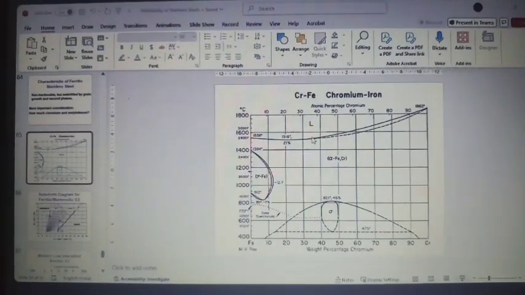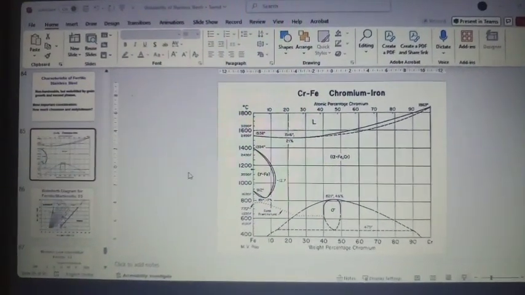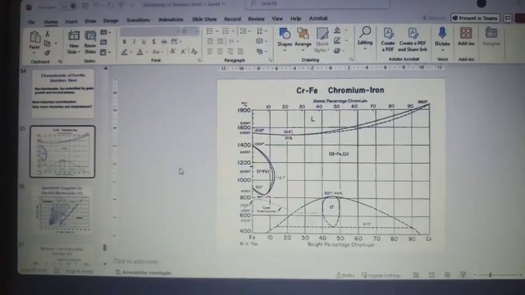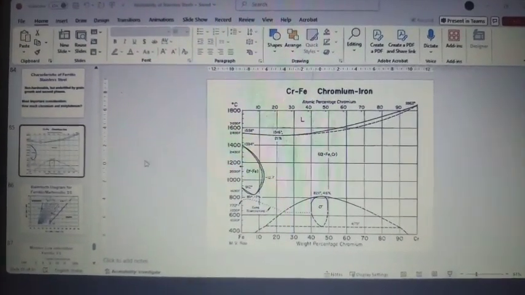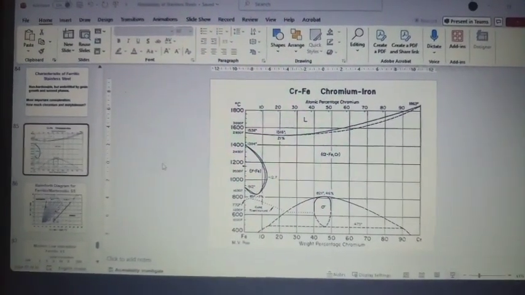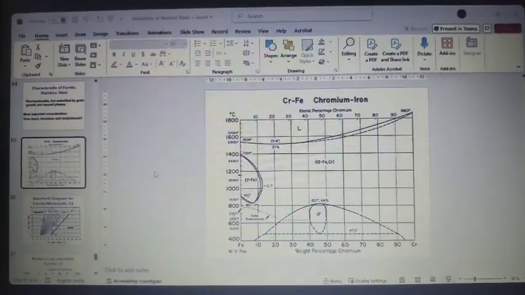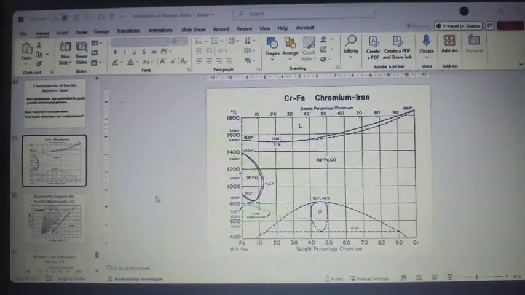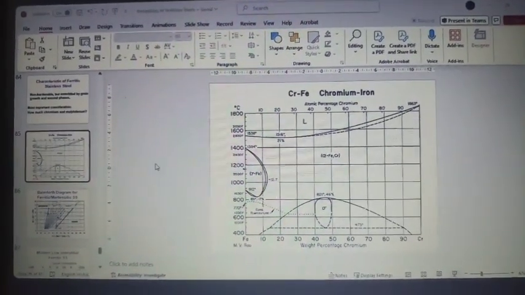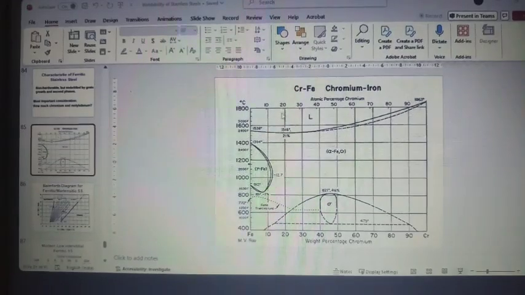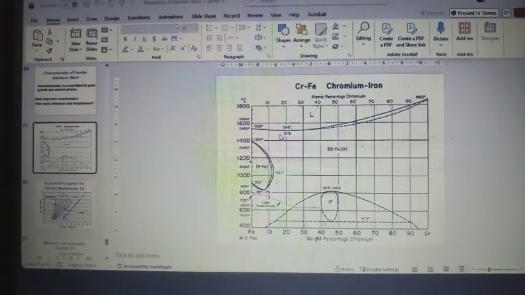After that, it is purely ferritic stainless steel. So in order to expand this region, we need some amount of nickel to expand this loop, because nickel is again an austenitic stabilizer. But that too can be done to some extent only. After that, if you add more chromium, it becomes a ferritic stainless steel.